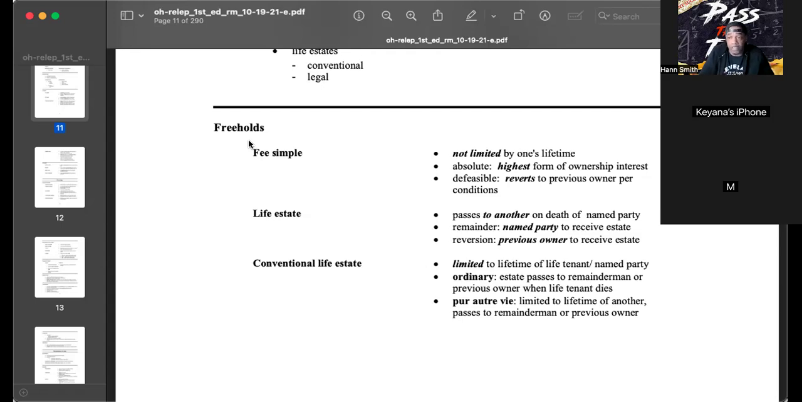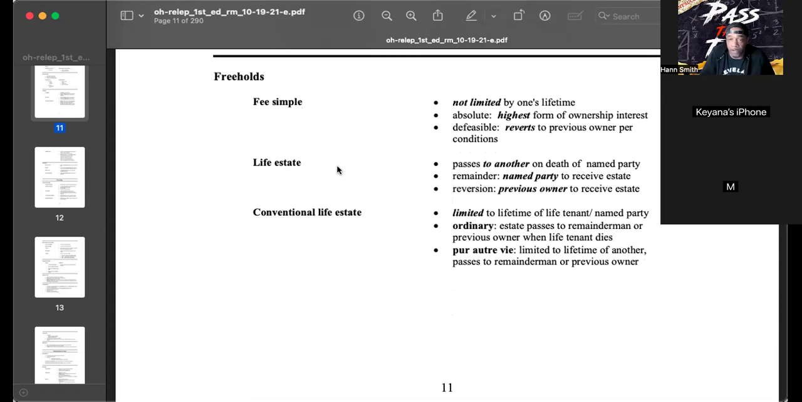Or if I ask you what a life estate simply is, you would just say a life estate is when someone else has ownership of a property until the end of that person's life. And then it is either going to go to a remainder man or it's going to revert back to the previous owner. All right. Any questions on freehold estates?